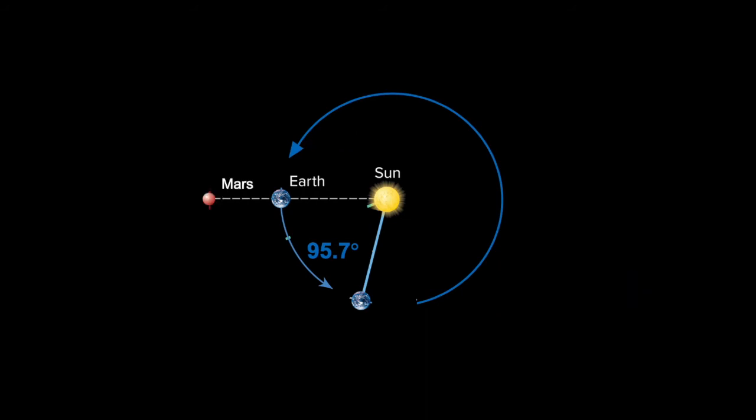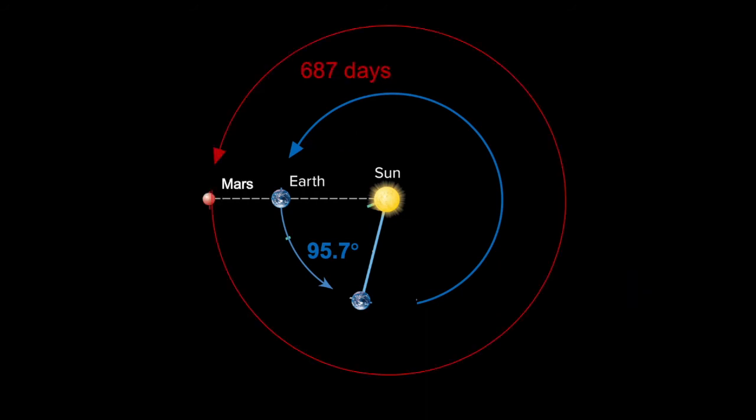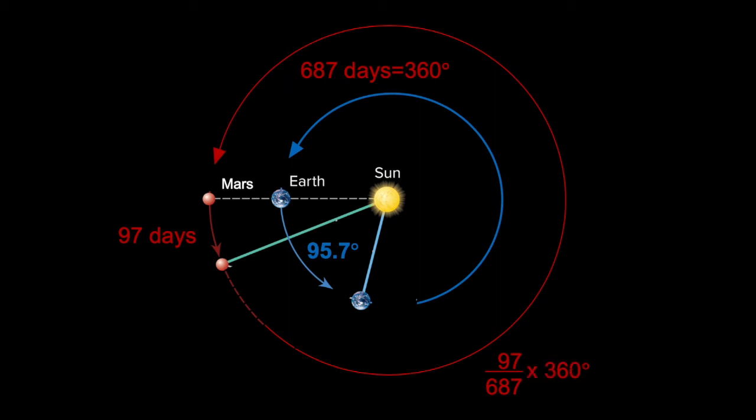Now I can do the same thing for Mars. Mars takes 687 days to orbit the Sun one time to make its 360-degree circle that Copernicus assumed it was making. Now notice that Mars, we said, has also moved 97 days. So if we take 97 days divided by the 687 days of a Martian year, multiplied by 360 degrees, we learn that Mars must have traveled 50.8 degrees.